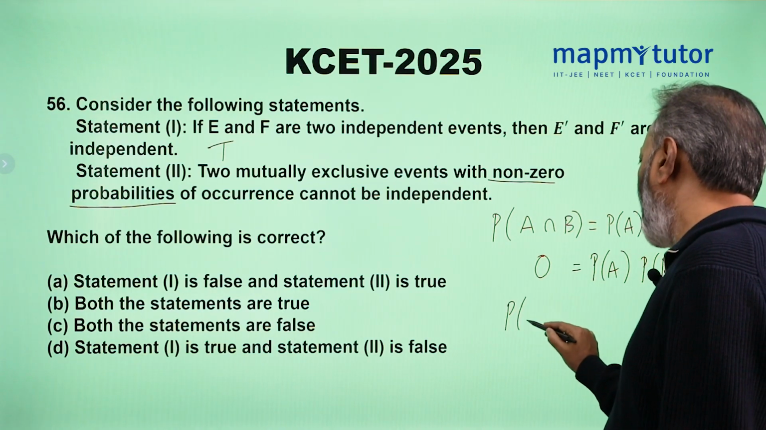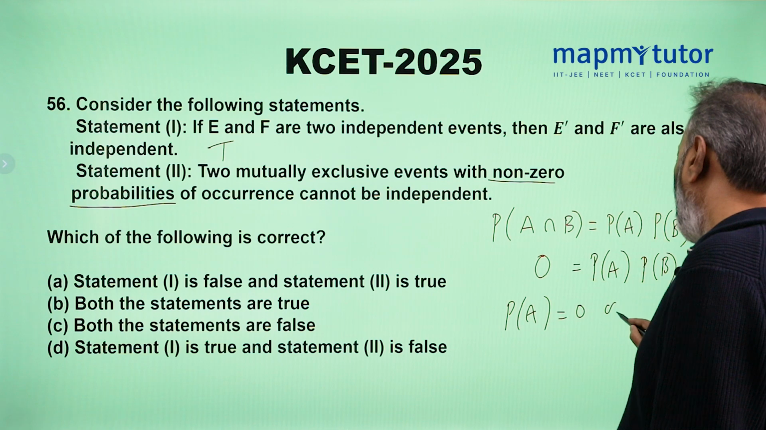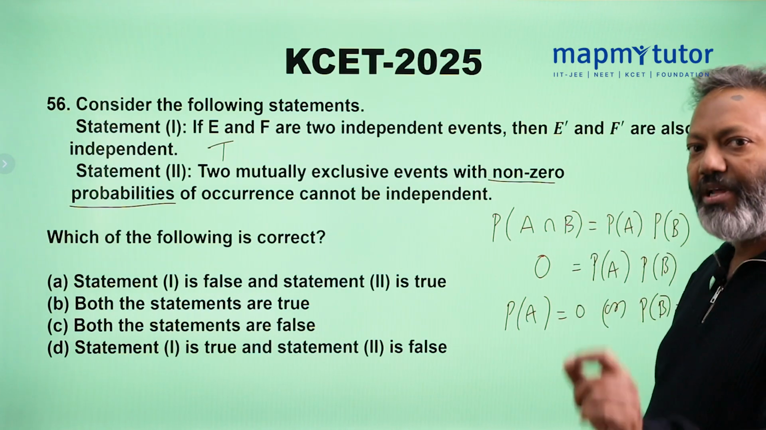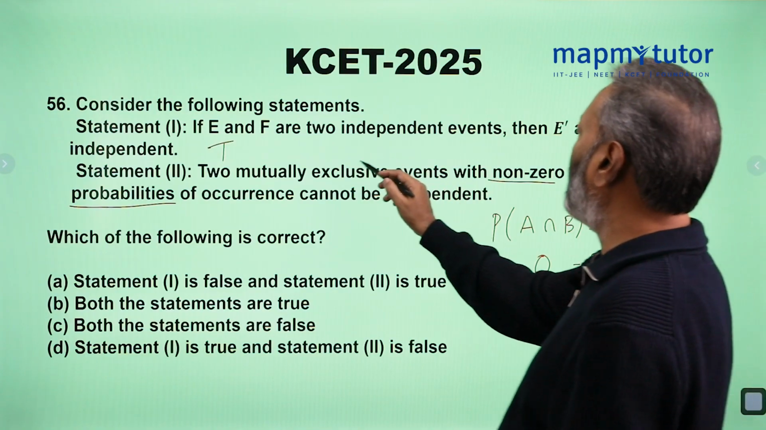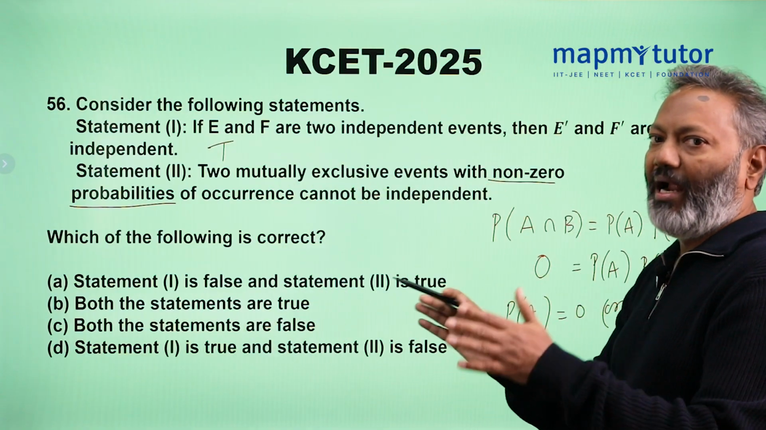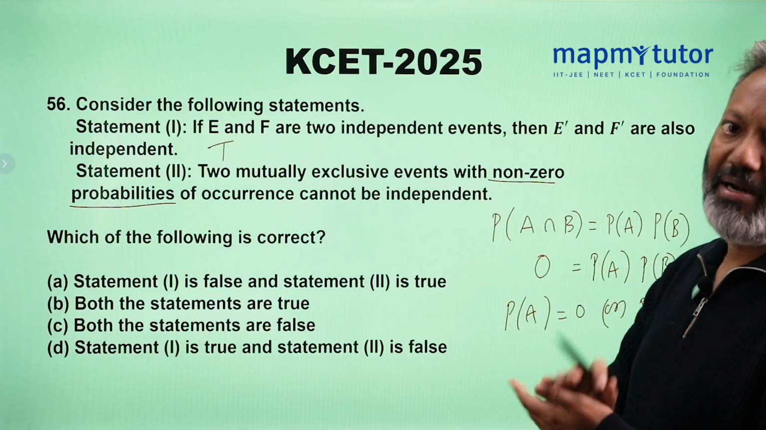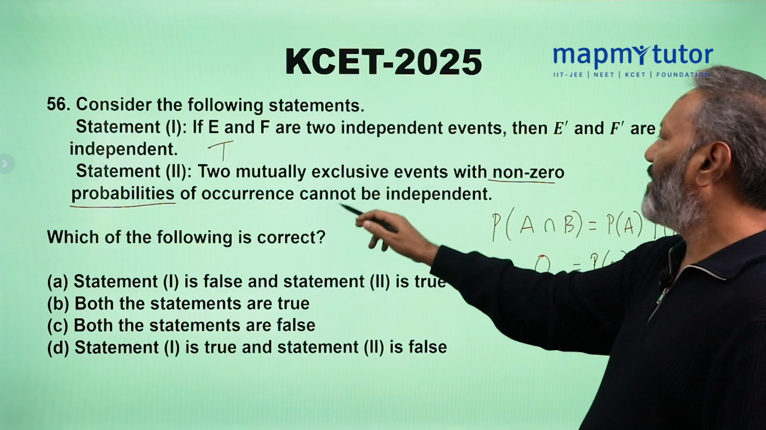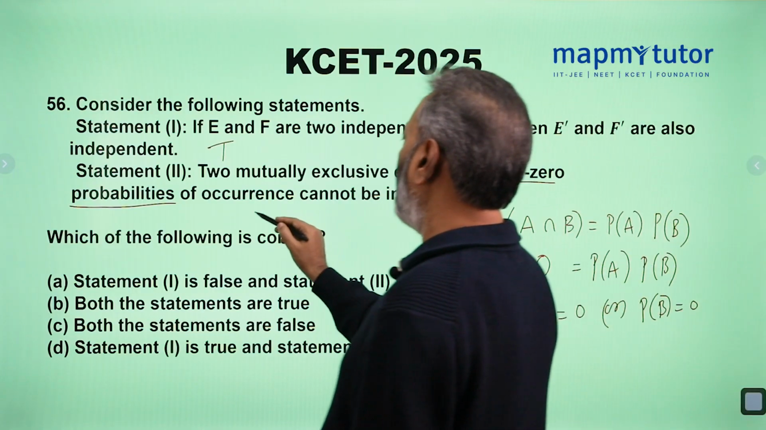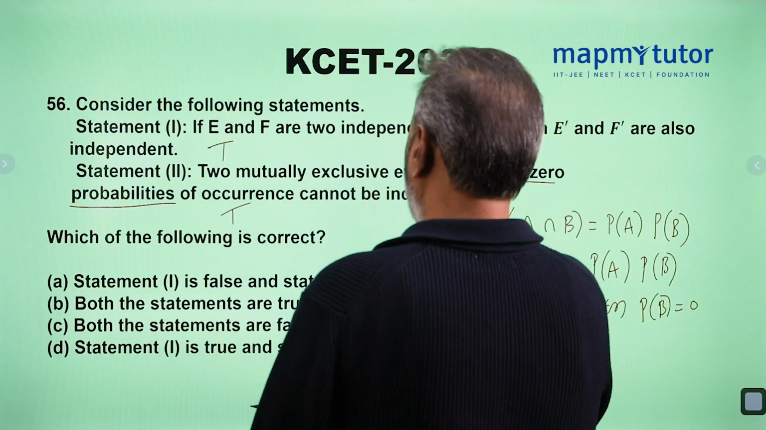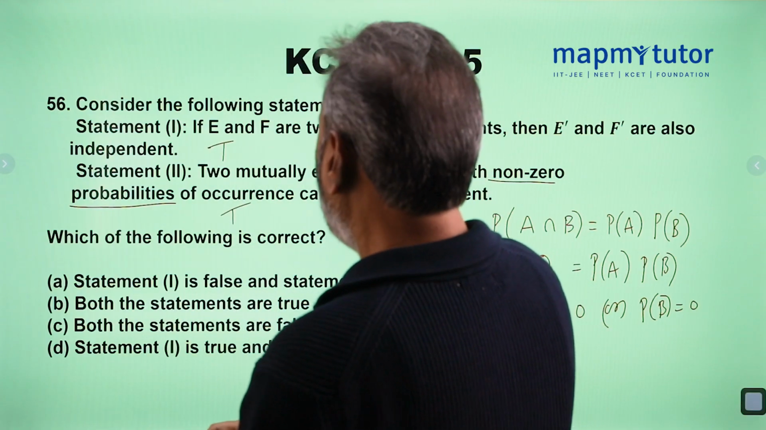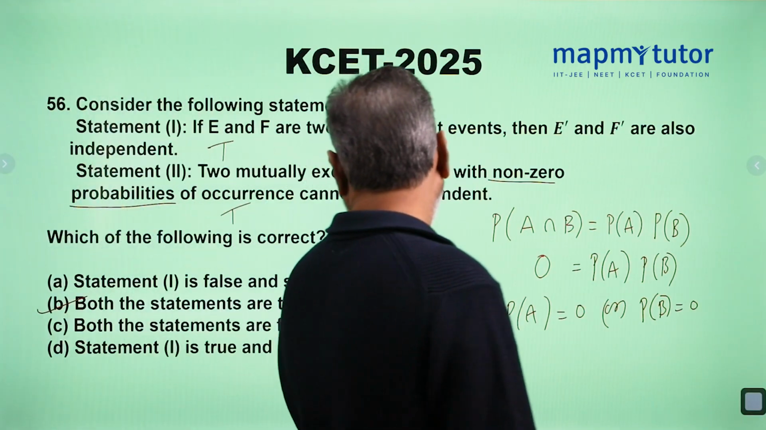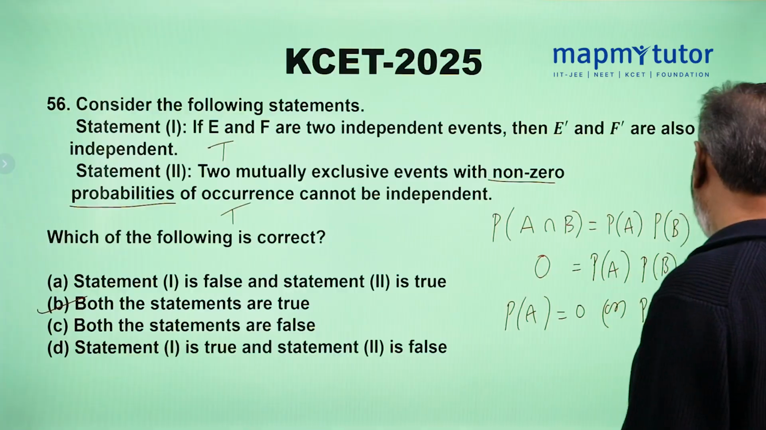This is satisfied only when either P of A equal to 0 or P of B equal to 0. That means at least one of them should have 0 probability, but here they are saying none of them has 0 probability, and therefore they can never be independent. So, two mutually exclusive events with non-zero probabilities cannot be independent, therefore it is true again. Statement 1 is true, statement 2 is also true, and therefore option B, both the statements are true. Easy.